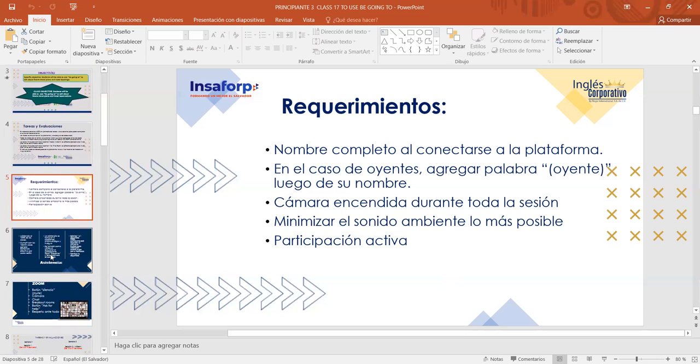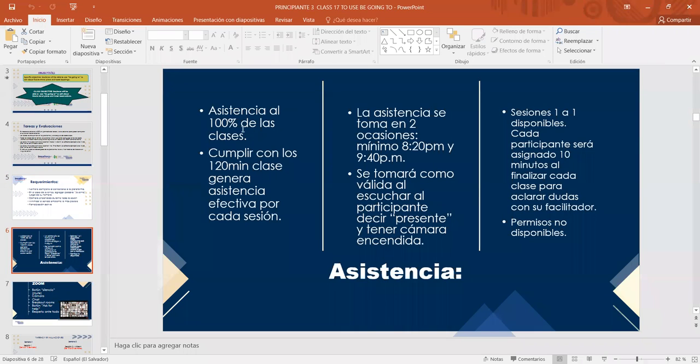That is the expectation, okay? That all of you participate actively because practice makes perfect. If you don't practice here, where and when are you going to practice? Attendance is expected on your side to be connected for 100% of the classes, 120 minutes. That is one of the aspects that generates the effective attendance for each session. Also remember that attendance is taken twice, at about 8:20 and at about 9:40. Your attendance is going to be valid and effective when in the recording you express present, presente, or here I am. And your camera must be on.